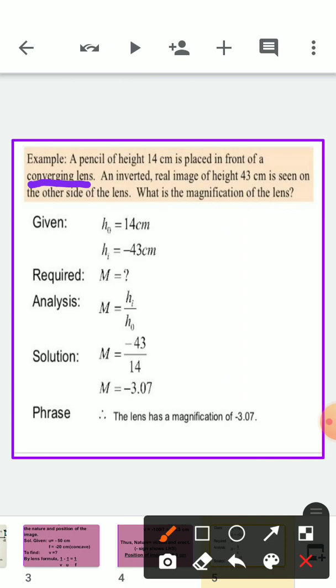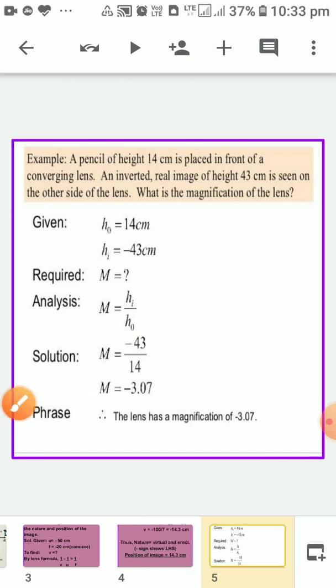The height of the object is given. The object is a pencil, its height is 14 centimeters, and the height of the image is also given, it is minus 43 centimeters. We have to find the value of magnification. When heights are given, we use the formula for magnification m is equal to hi upon ho, that is, magnification is equal to height of image by height of object. After putting the values, we get minus 3.07. So the magnification of this lens is minus 3.07.